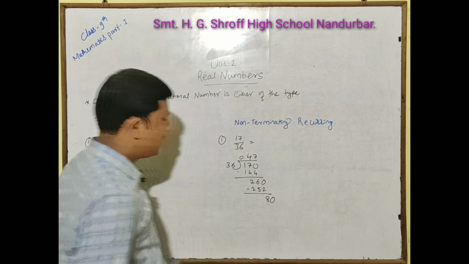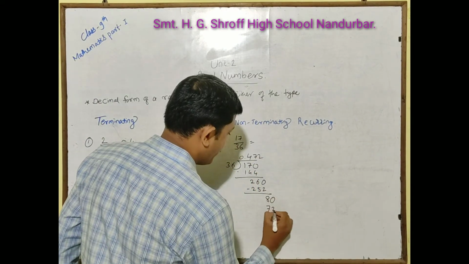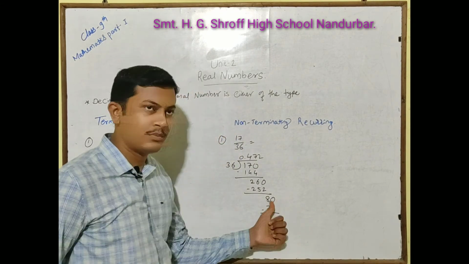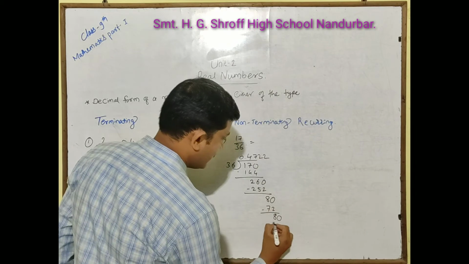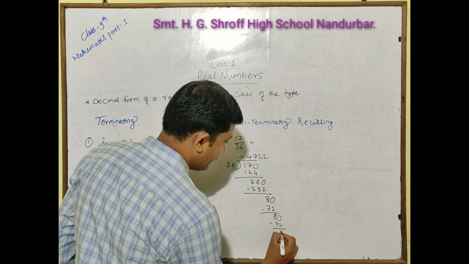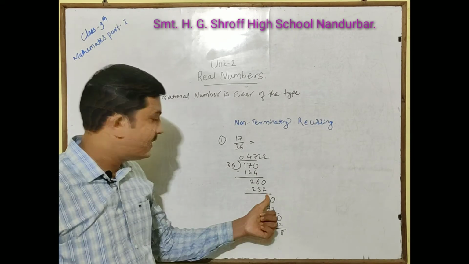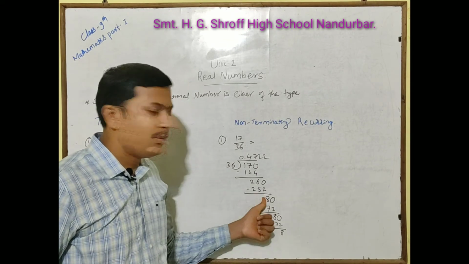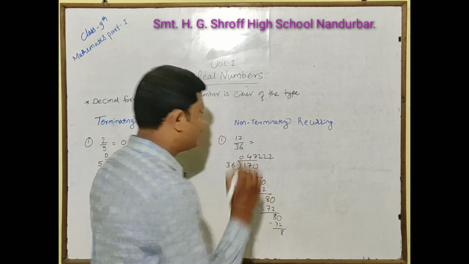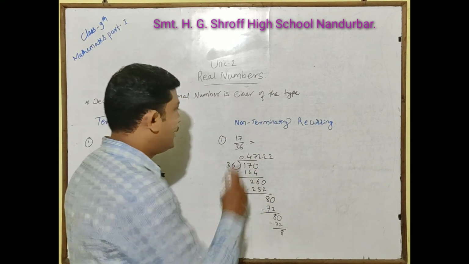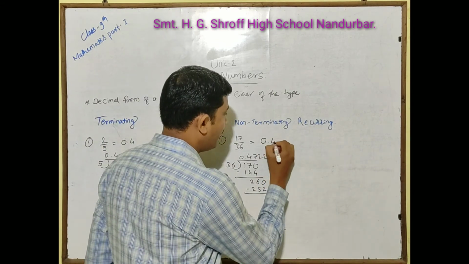Take 1, 0. 36 1 36 to the 72. If we subtract 72 from 80, we get the remainder as 8. Again take 0. Here 8 is recurring again and again, meaning the remainder is the same 8. So the quotient will be again 2, 2, 2. So if we divide 17 by 36, we get the quotient as 0.47222.